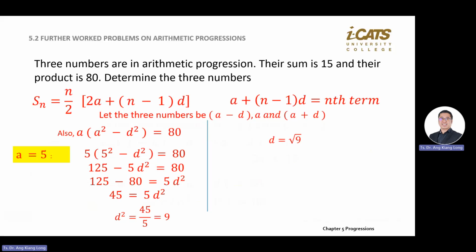I'll just keep the steps, so the rest you can check during your revision. So D again is a square root. You get positive and negative numbers. You need to check whether the D is positive or negative, by checking back whether the sum is 15 or not.